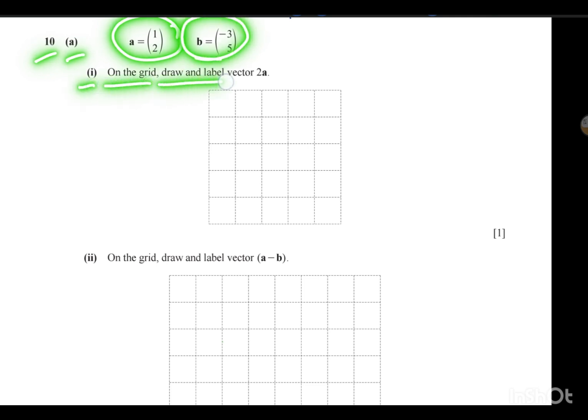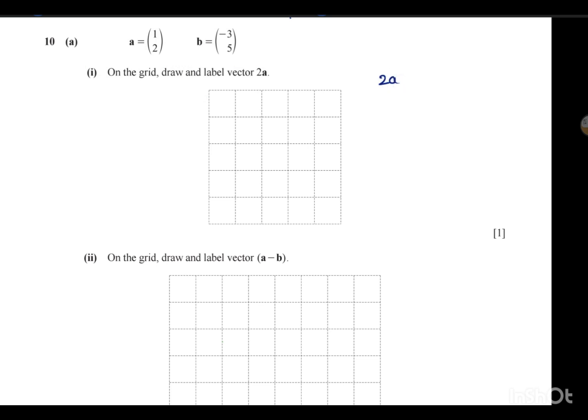Question 1. On the grid, draw and label vector 2A. To draw and label vector 2A, you will first find out 2A. 2 multiplied by the vector A is (2, 4). So (2, 4) means going 2 times right and 4 times above. Both are positive. So let us take a point below here. So 2 times right and 1, 2, 3, 4 times above. So the line should be in this way, and put the arrow mark, name it as 2A.